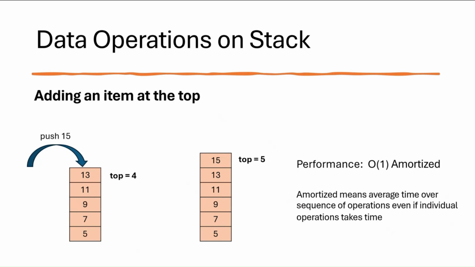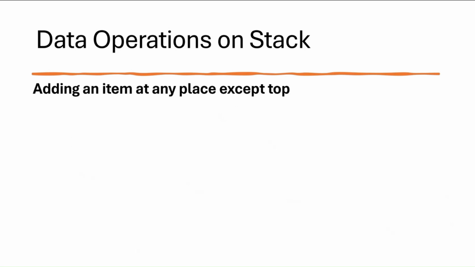Now here I have written one new word, amortized. It basically means average time over the sequence of operations, even if some individual operations take more time. I was trying to highlight the dynamic array resizing case here, because during the resizing it can go up to O(n) also, but on average the performance is O(1) here. Again, related to this dynamic array resizing, you can check the array data structure video in the data structure and algorithm concept series playlist. Now adding an item at the top is done, then adding an item at any place except the top, right?